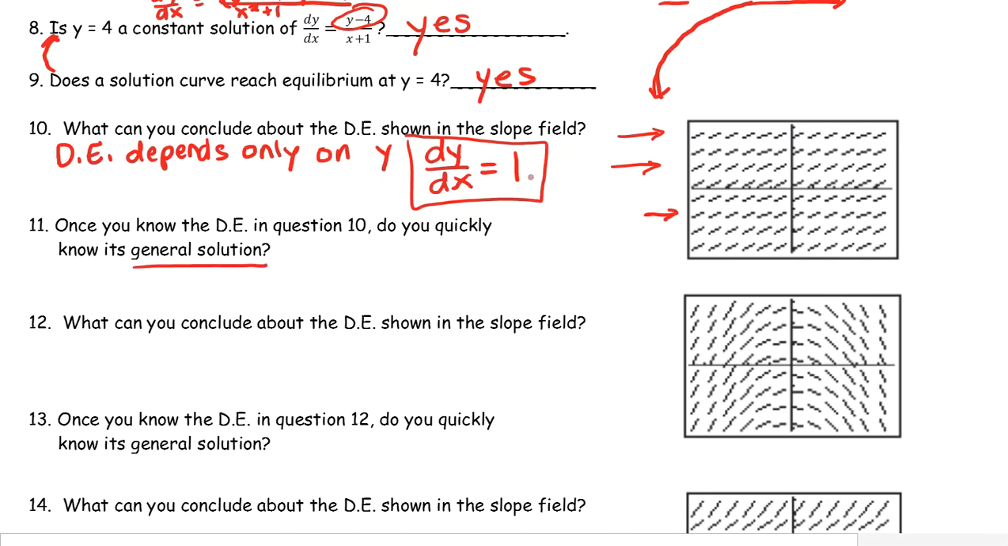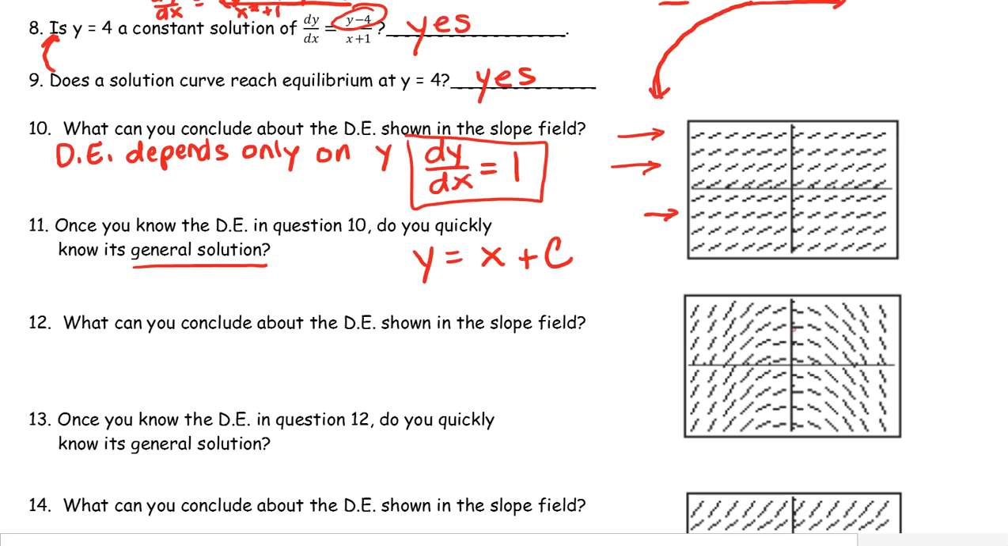Now the next question says, now could we find out a general solution? So could we work backwards and say where this came from? So isn't 1 the derivative of x? So we don't even need to separate our variables here. So there's a general solution for that slope field.